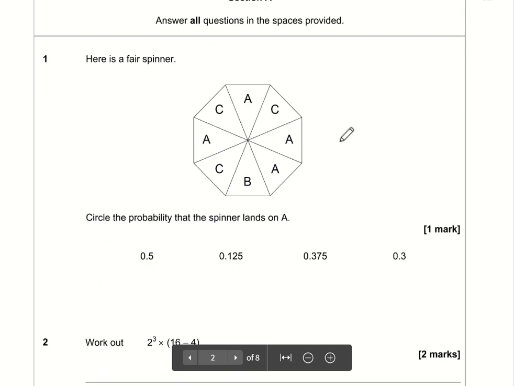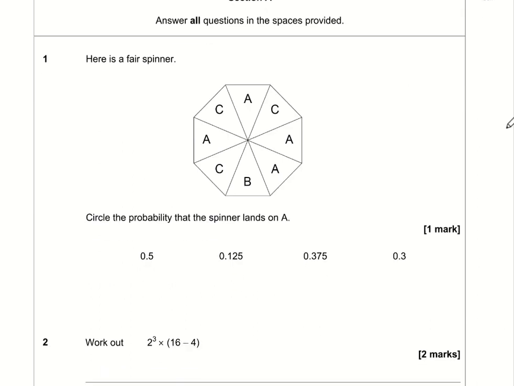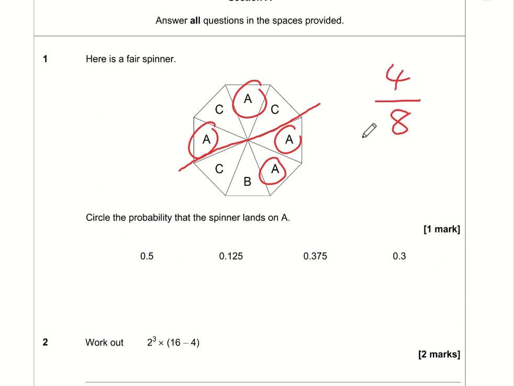So here is a fair spinner. Circle the probability that the spinner lands on A. We can see that there are 4 sections on each side, so there are 8 in total, and out of the 8 there are 1, 2, 3, 4 which have the letter A on it, and 4 out of 8 is the same as 1 out of 2, otherwise known as a half, and 1/2 as a decimal is 0.5.